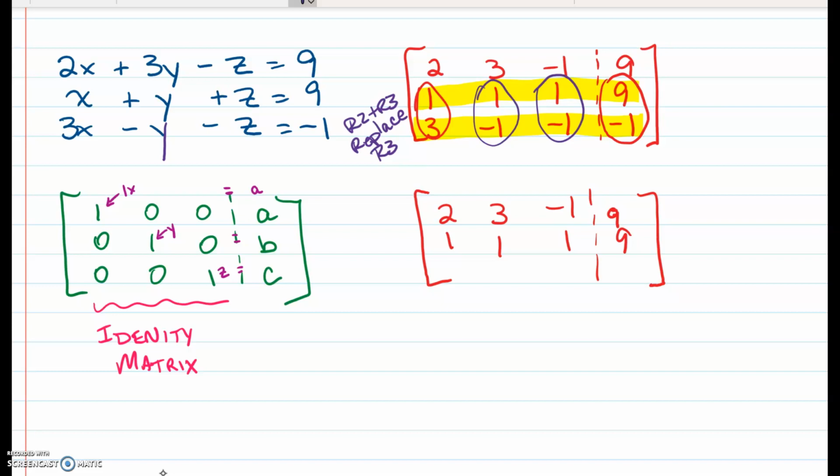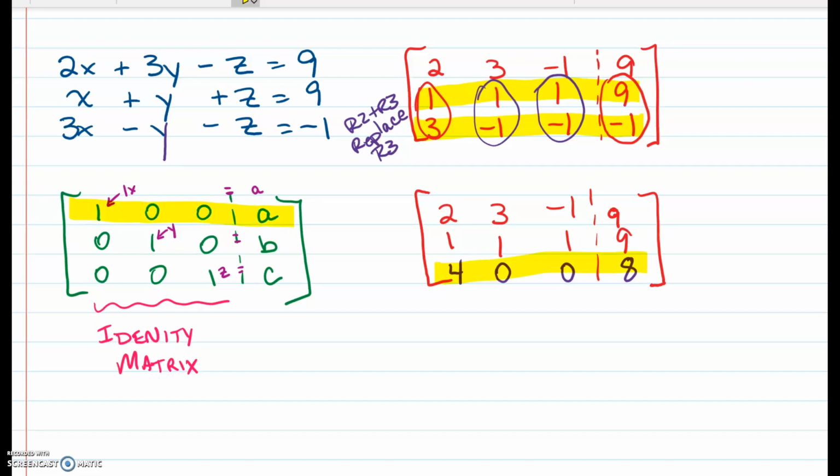So when I do that, 1 plus 3 is 4. 1 plus negative 1 is 0. 1 plus negative 1 is 0. 9 plus negative 1 is 8. All of a sudden, this row looks a lot like, and I'm trying to get my highlighter to change here, I'm not sure if it's going to change or not. This row is looking a whole lot like this row.